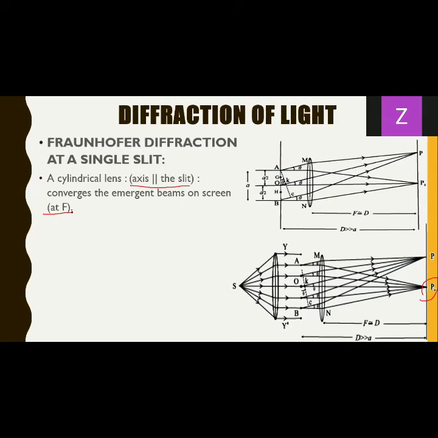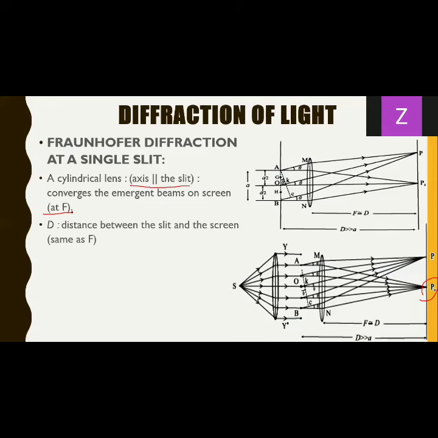of the emergent rays after the slit AB, the convergence of the emergent rays, they form on the screen which is at focus, obviously, of that particular convex lens. Now the distance between the slit and the screen will be approximately equal to the focal length of the second convex lens which we have used.